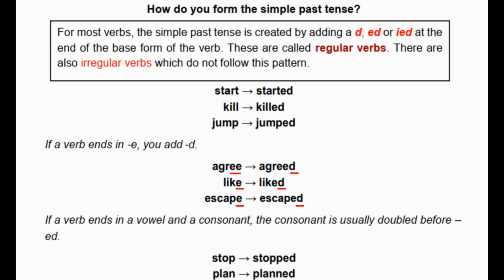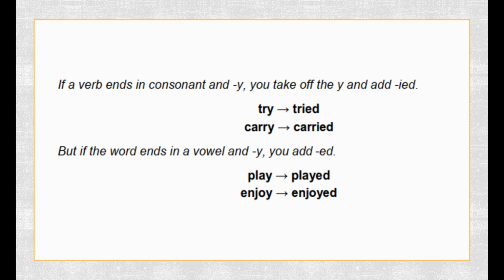If a verb ends in a vowel and a consonant, the consonant is usually doubled before ed. Example, stop, stopped. Plan, planned. If a verb ends in consonant and y, you take off the y and add ied. Like when you say try, tried, carry, carried. And if the word ends in a vowel and y, you add ed. Like play, played, enjoy, enjoyed.